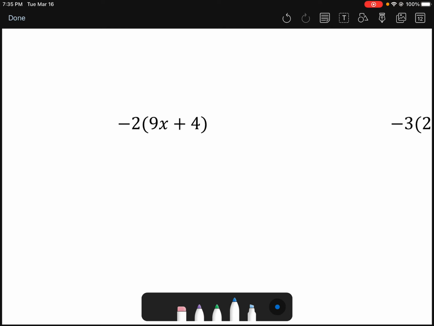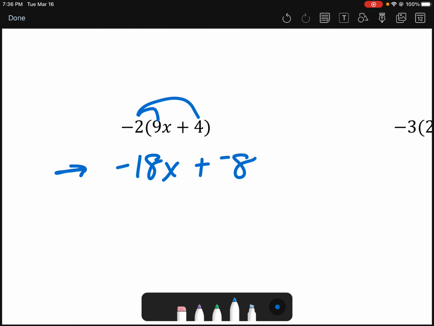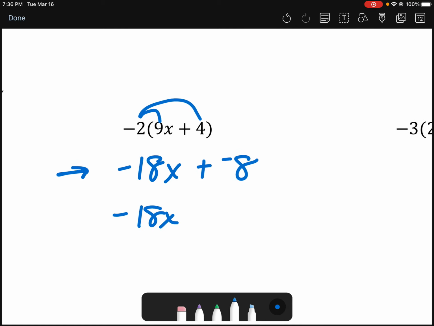This guy right here, I have a negative 2 in front. Nothing is changing. I'm still taking that negative 2 and multiplying it to everything on the inside. Negative 2 times 9x gives me negative 18x. And then negative 2 times 4 gives me negative 8. Now, because I have plus negative 8, this is an okay answer. You have the right thing. However, you can rewrite this. Instead of saying plus negative 8, you can change that to just minus 8.